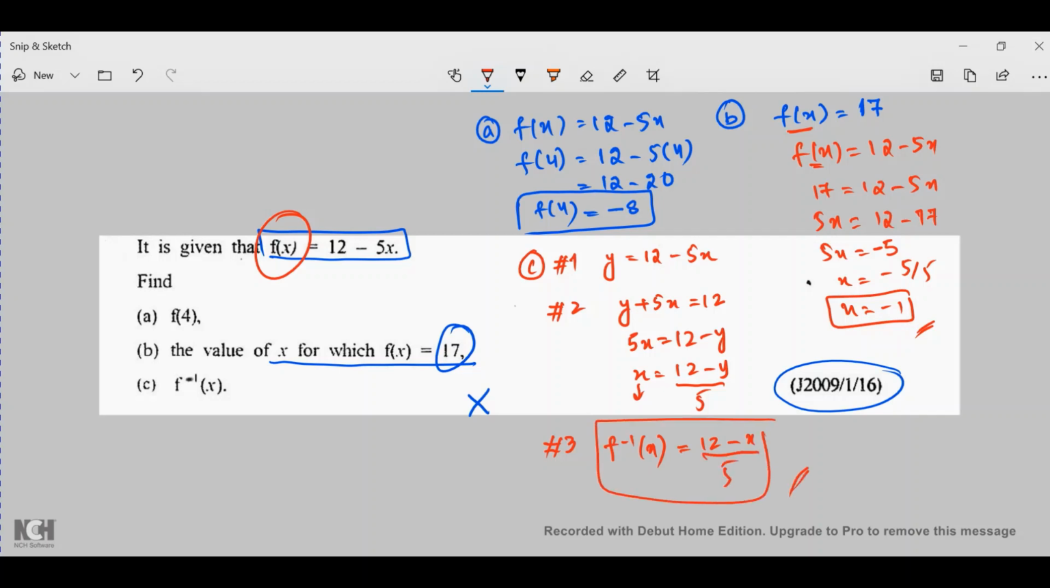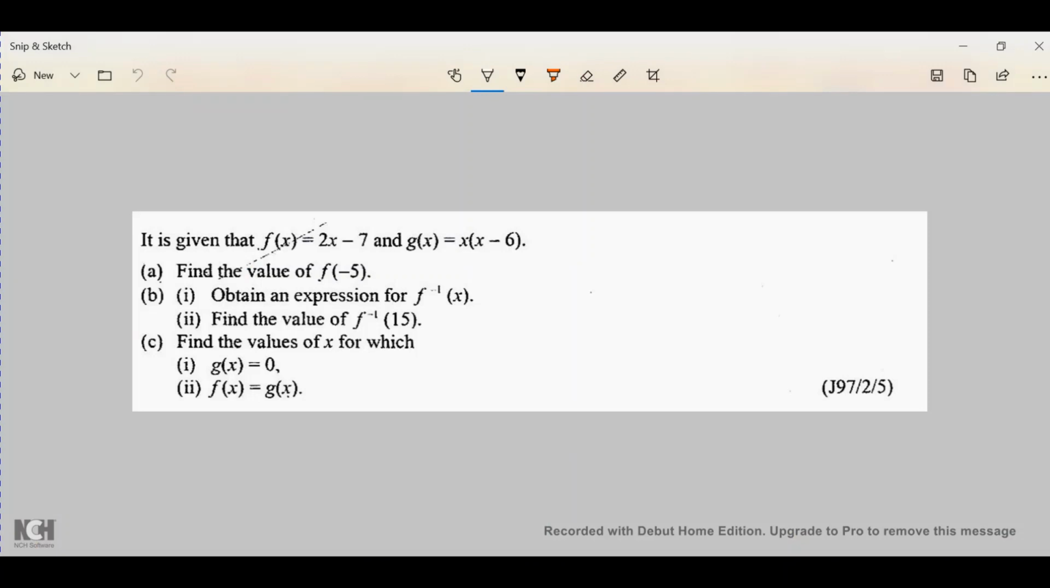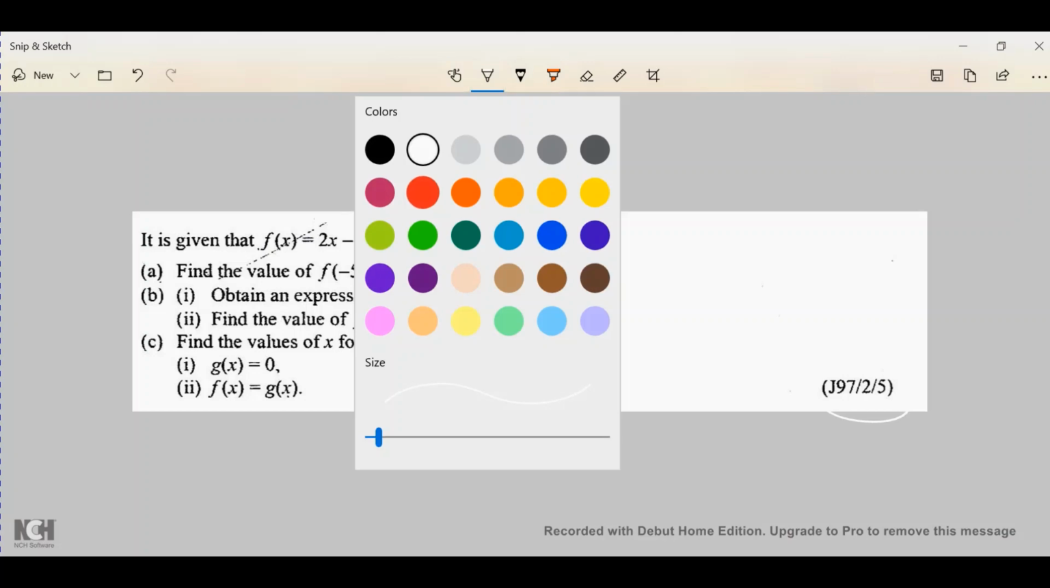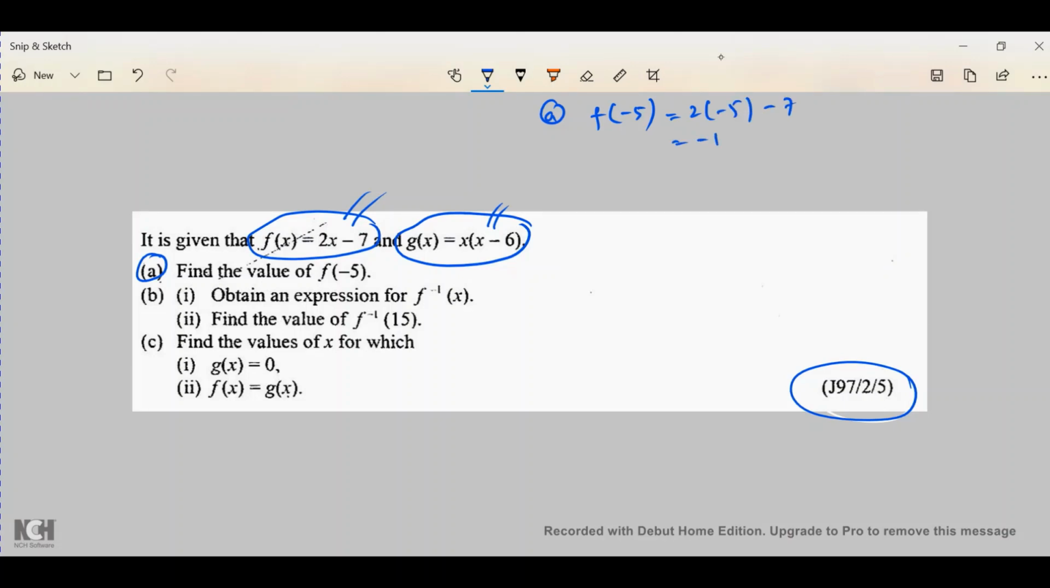I hope you understood this part of function. I have one more example. Question. This is one of the good examples. This is an older paper, but I believe this is a very important example. Part A is very simple. We have two equations, f of x and g of x. Please be careful, this is a quadratic equation. So f of minus 5, I am putting here in the equation, is equal to 2 times minus 5 minus 7, which is minus 10 minus 7, and the final answer is minus 17. So f of minus 5 is minus 17.